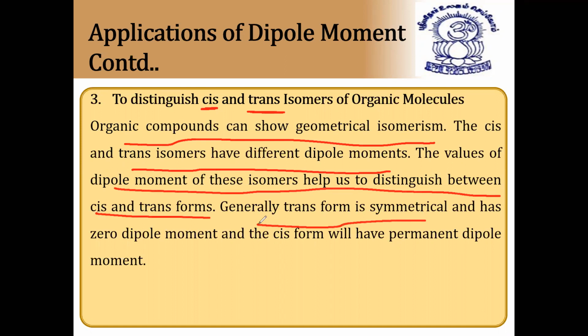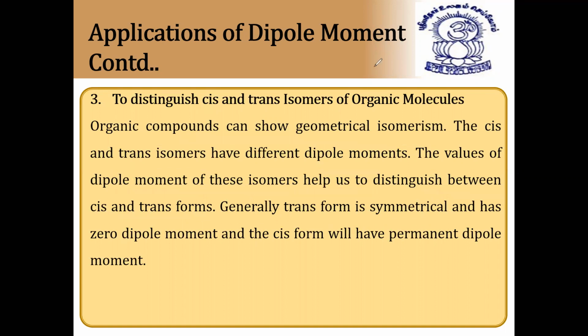Generally, the trans form is symmetrical and has zero dipole moment because the dipoles oppose, and the cis form will have a permanent dipole moment. So cis has more dipole moment than trans. Very important: cis isomers have more dipole moment than trans isomers. Trans isomers have zero dipole moment. For example, the cis isomer of 1,2-dichloroethene. Cis means similar groups are present on the same side. Trans means similar groups are present on the opposite side.